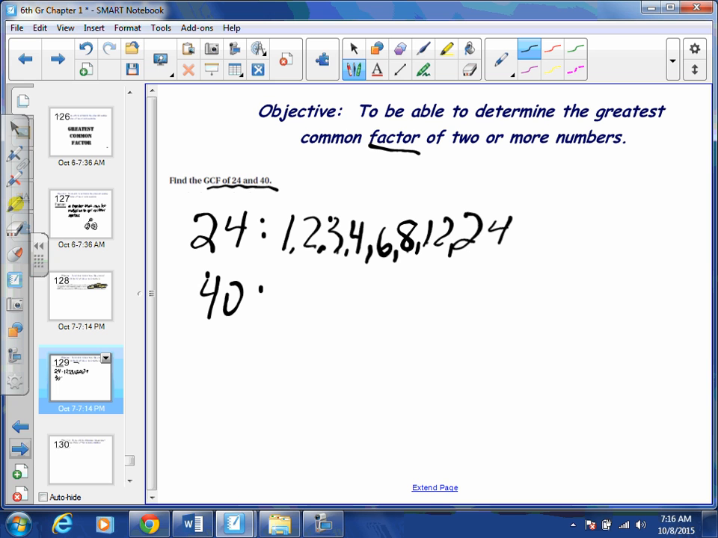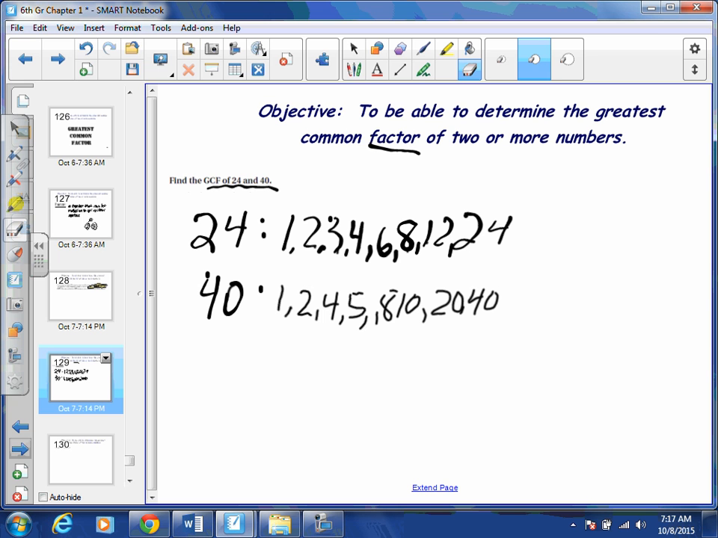All right, let's do a list for 40. I can take 1 times 40. I could take 2 times 20. Those are both factors. I could take 3, nope, can't multiply 3 by anything to get 40, so 3 is not a factor. But I could take 4 times 10 to get 40. How about 5? I can take 5 times 8 to get 40. All right, let's check. 6 and 7. Are those factors of 40? Can they be multiplied by something to get 40? They cannot. So 6 and 7 are not factors of 40.